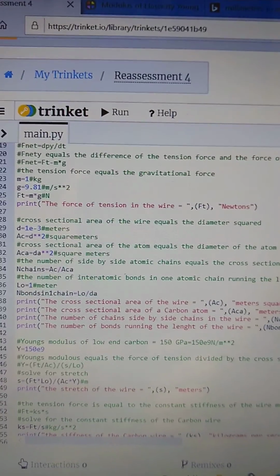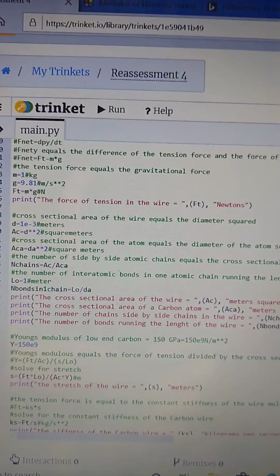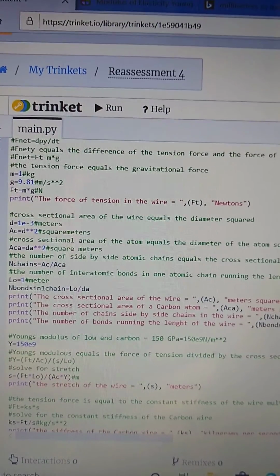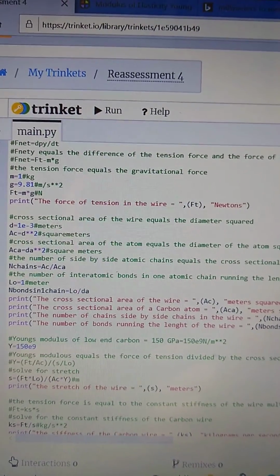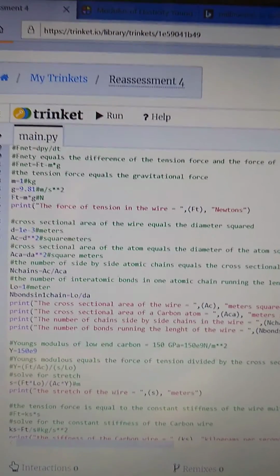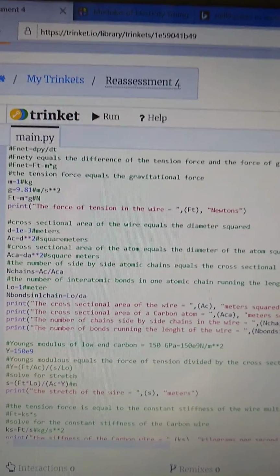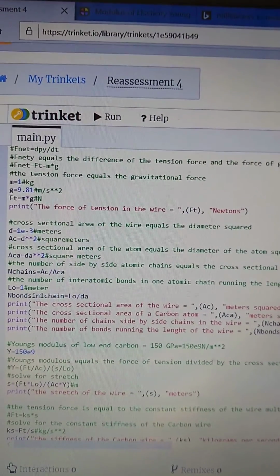Afterwards, we need to find some cross-sectional areas, and then use those cross-sectional areas to figure out how many chains are running across the wire and how many chains are running the length of the wire.